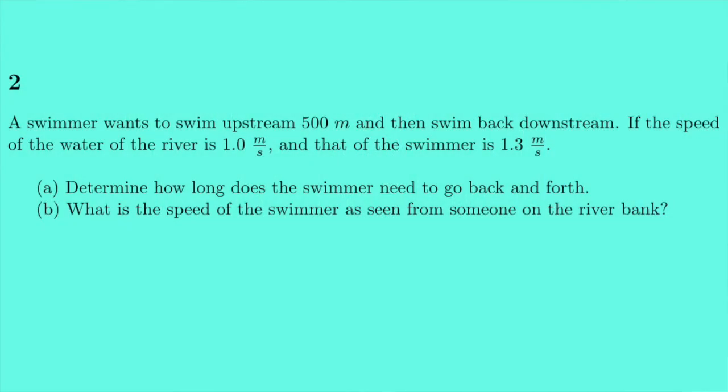The second problem says that a swimmer wants to swim upstream 500 meters and then swim back. The speed of the water of the river is 1 meter per second and that of the swimmer is 1.3 meters per second. Determine how long the swimmer needs to go back and forth. Then what is the speed of the swimmer as seen from someone on the riverbank?